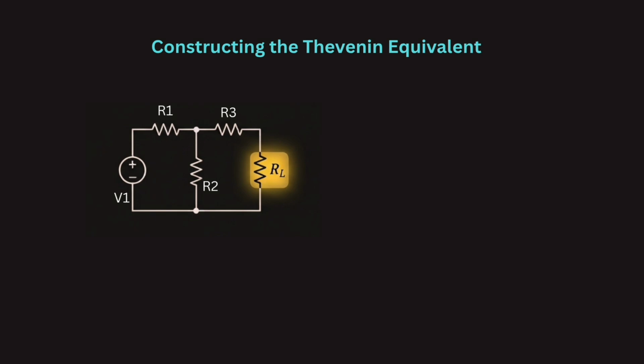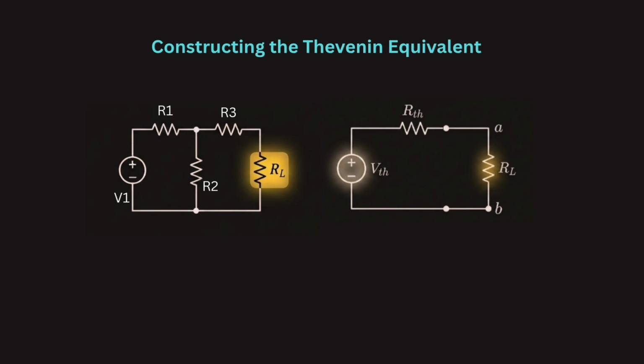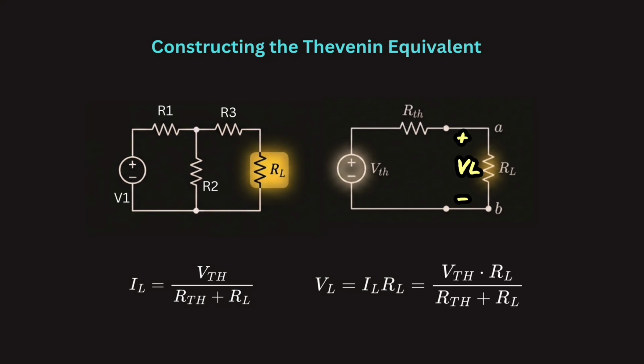Now that we know how to find VTH and RTH, let's see what the complete Thevenin equivalent looks like. Once we know VTH and RTH, the complicated network can be replaced with VTH in series with RTH. Now connect the load RL. The entire problem reduces to a simple series circuit. Therefore, the load current IL is given as VTH divided by RTH plus RL and the load voltage is VL equal to IL into RL. Hence, VL equal to VTH into RL divided by RTH plus RL.